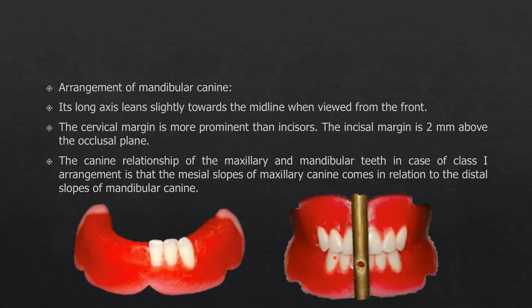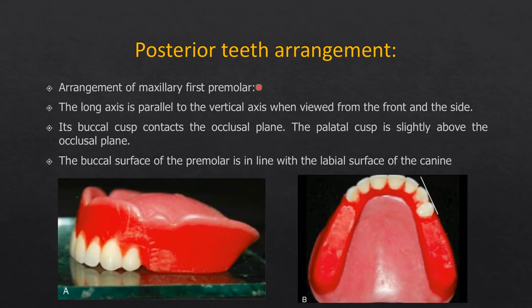As you can see over here, this is a complete set of the maxillary and mandibular anterior teeth on the articulator. So we can see here the cusp tip of the maxillary canine should be in line with the distal incisal line angle of the mandibular canine. So this will ensure that we get a proper class 1 key of occlusion for the posterior teeth, specifically the first molar. So now moving on, coming to the posterior teeth arrangement of the maxillary first premolar.